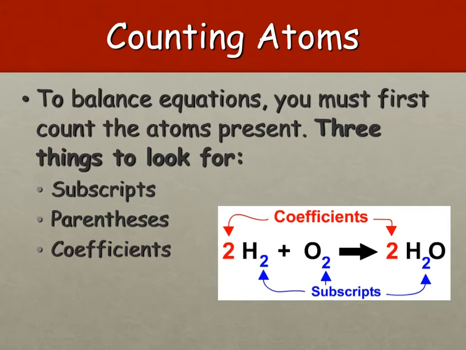So when we're balancing an equation, we need to make sure that we are counting how many atoms are actually present. So we're looking for these 3 things. We're looking for subscripts, parentheses, and coefficients, because those are going to tell us how the numbers are being distributed.